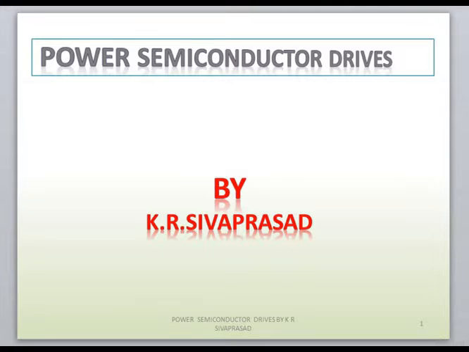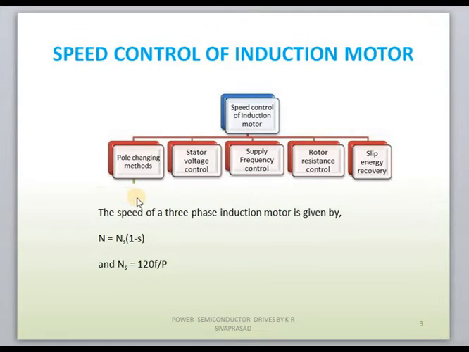Basically we have 5 types of speed control methods for induction motor. First one is the pole changing method, second one is the stator voltage control method, third one is the supply frequency control method, fourth one is rotor resistance control, and last, the fifth one, is slip energy recovery.